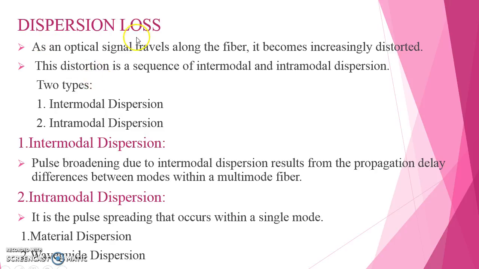Next one, dispersion loss. As an optical signal travels along the fiber, it becomes increasingly distorted. This distortion is a consequence of intermodal and intramodal dispersion. Intermodal dispersion: pulse broadening due to intermodal dispersion results from the propagation delay differences between modes within the multimode fiber. Intramodal dispersion is a pulse spreading that occurs within a single mode. It is classified into material dispersion and waveguide dispersion.